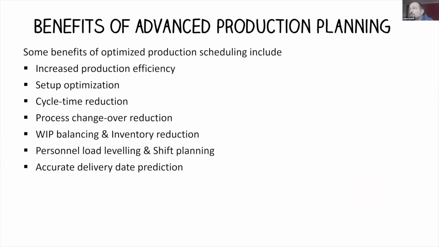Nevertheless, you always want to use better planning. You want to optimize your processes. And without diving into too much industrial engineering here, there are many different objectives you may want to optimize. It could be efficiency, reduction of machine setups, cycle time reduction, and so on, personnel load, shift planning, and there are quite a few more.